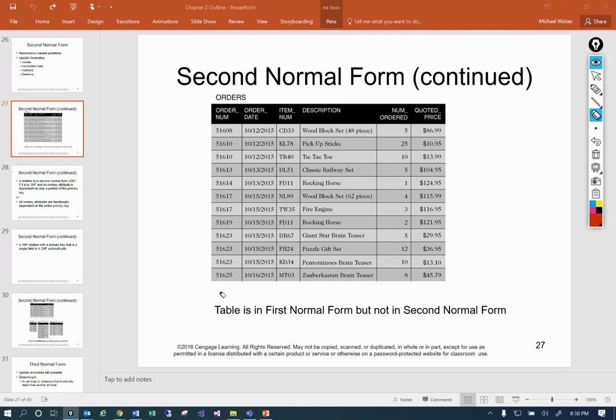Let's say we have another piece of data down here. That's 51699. Same date, and then we're going to say TR40, and we know it's the tic-tac-toe, and just B3, and let's say $62.